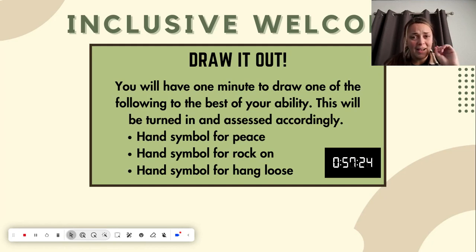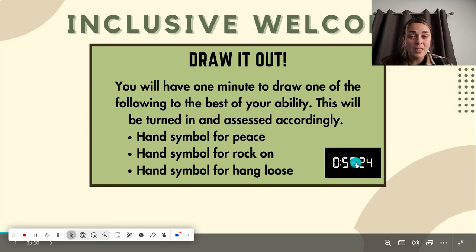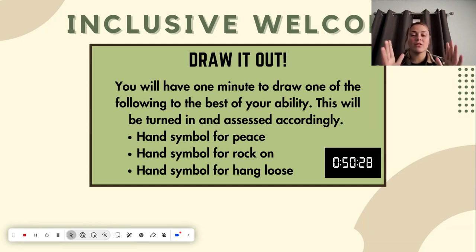But you are going to have 1 minute and 1 minute only to draw one of the following to the best of your ability. And this is going to be turned into me, and I'm going to assess it. So you have to draw one of these in 1 minute: the hand symbol for peace, the hand symbol for rock on, or the hand symbol for hang loose. Hopefully, if you're doing this virtually, you have that all ready to go. I'm going to give you about 10 seconds to grab it while you're at your tables, and I'm going to start the timer. You have 1 minute. Go. And I cannot give you any further instruction.